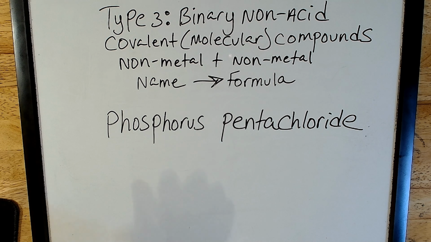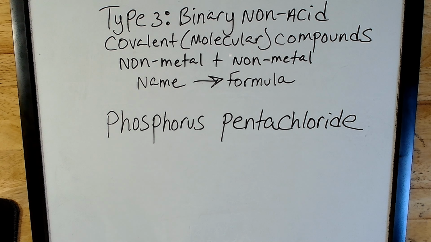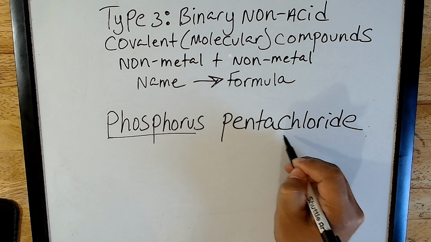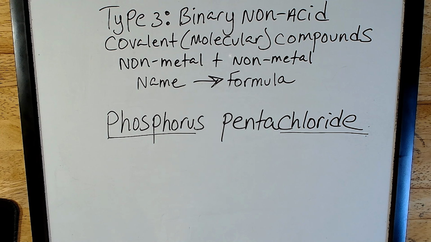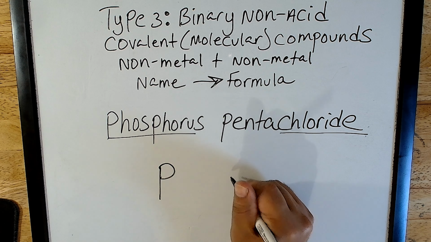Okay, so now we have this chemical name and we need to find its chemical formula. The first thing, remember, we identify the elements. I have phosphorus, and I have the word chloride, which comes from the element chlorine. So I'm going to write a P. I'm going to write Cl.